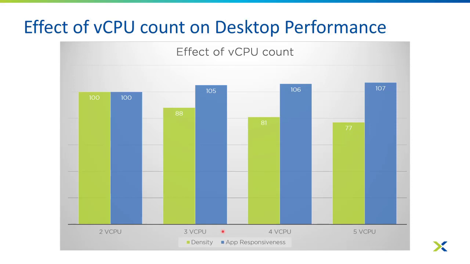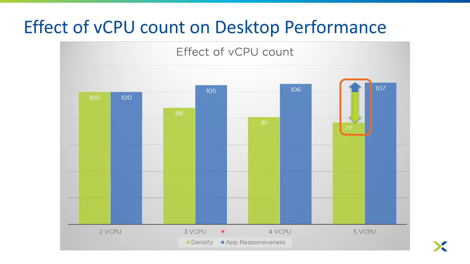Obviously what we do see is there is an increase in application responsiveness. So the blue columns with 3 vCPU, 4, 5 vCPU, we're going to 105%, 106, 107%. So yes, there is an increase, but that comes with a downside in terms of density. So as we're increasing the vCPU count, obviously we are reducing the number of overall resources available for each virtual machine on that node, on that cluster.